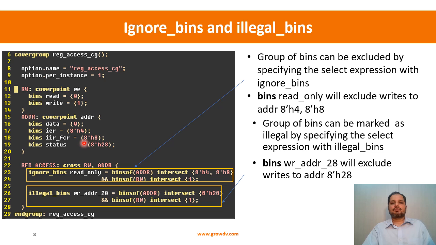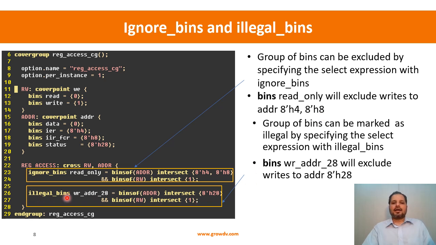So this 4 and 8 will be eliminated, and we will still be left with 0 and 28. That we are combining with the logical and. We are saying binsof RW, which will give us read and write, and we are saying intersect with 1, and the value of 1 happens to represent write. So this particular read_only bin will ignore any writes that take place to values 4 and 8. It will exclude writes that are taking place to 4 and 8.